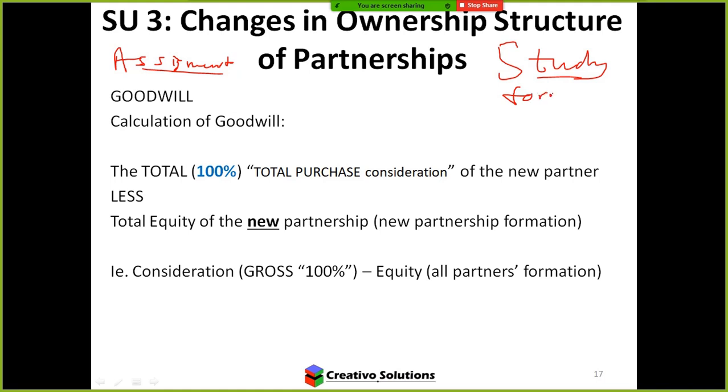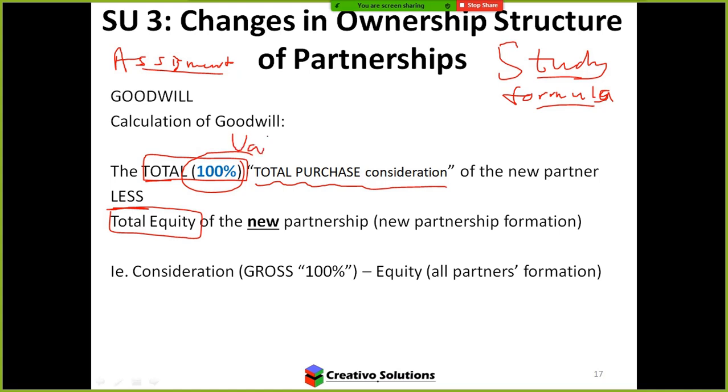There's a formula here. What is the formula? Here's the formula. Total consideration minus total equity of the new equals the goodwill. So goodwill equals total purchase consideration, that's how the textbook refers to it. In other words, the 100%, the total value, the value of the business looking at the purchase consideration.